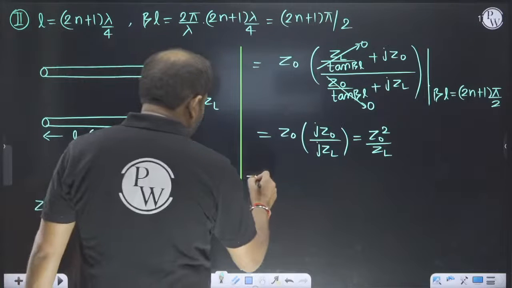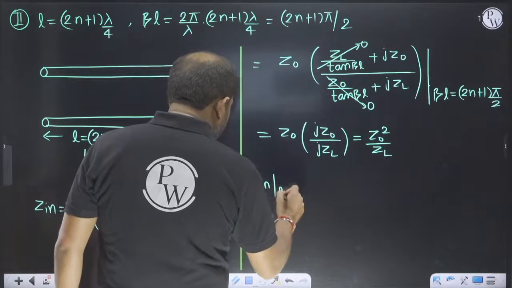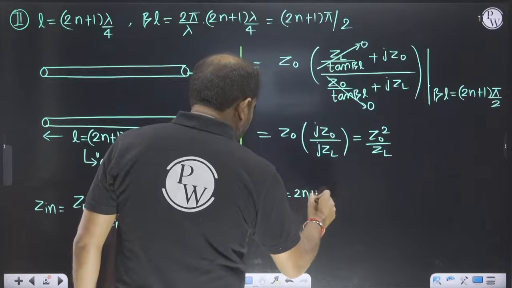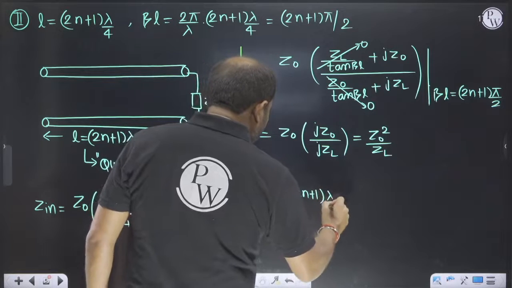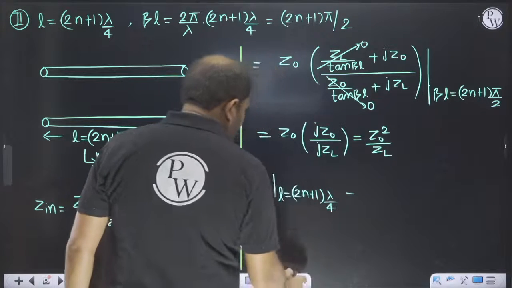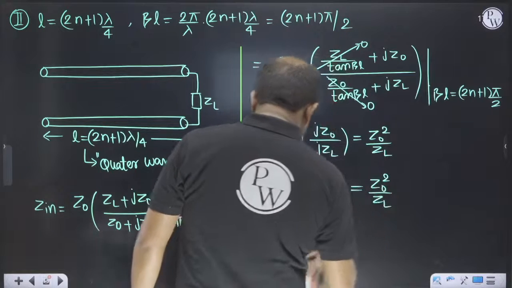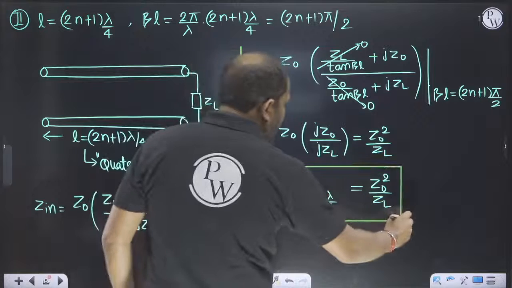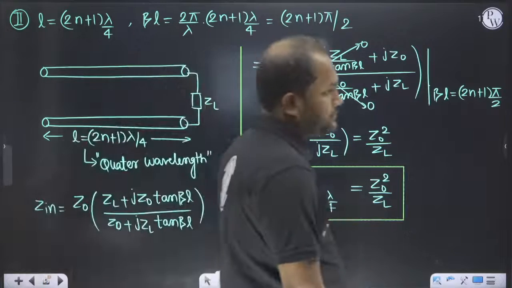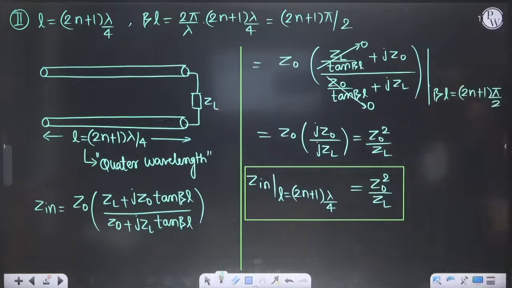So the input impedance for a quarter wavelength transmission line, at an odd multiple of lambda by 4, is equal to Z0 squared upon ZL. So this is known as the quarter wavelength transmission line. Then we have a length 3 lambda by 8. You can pause the video and write it down, I will go through the next point.